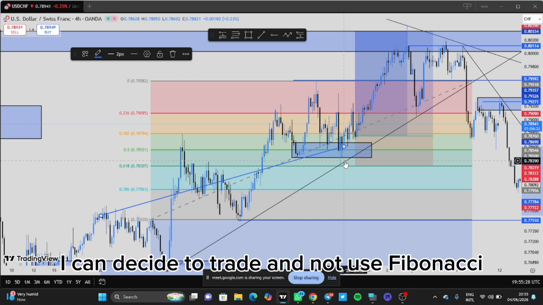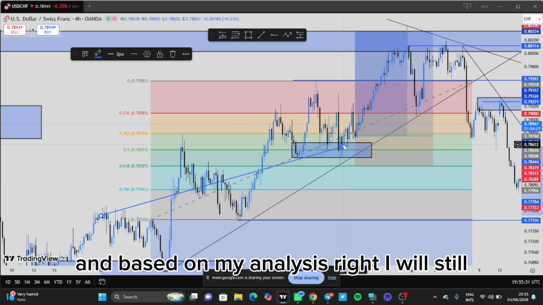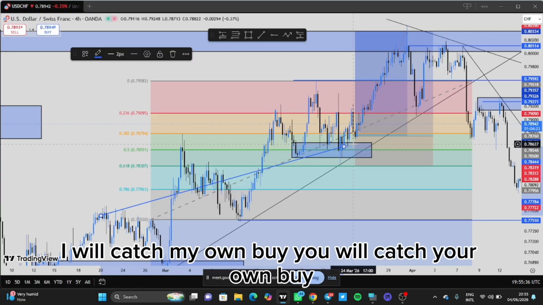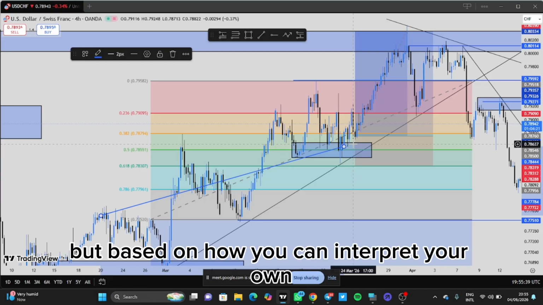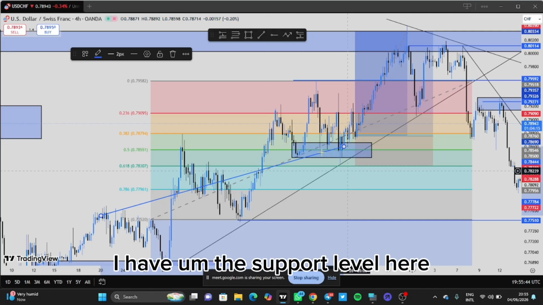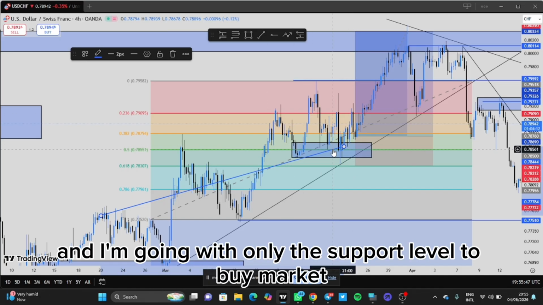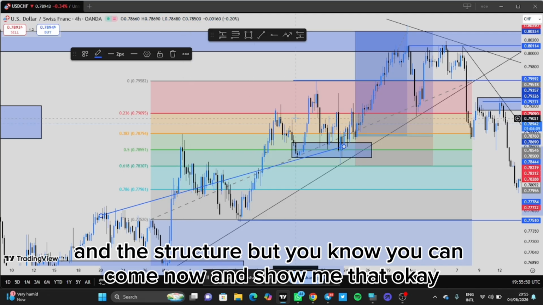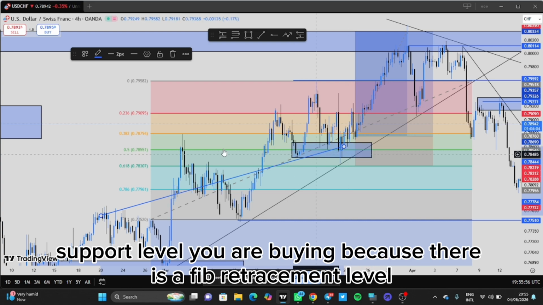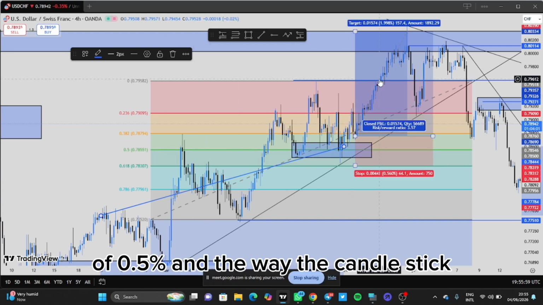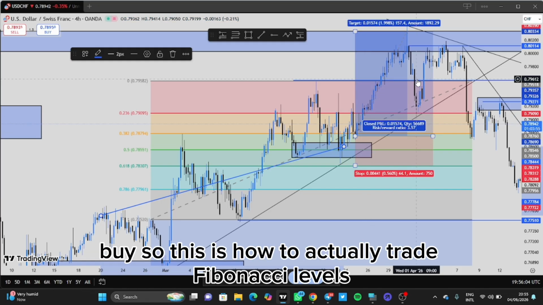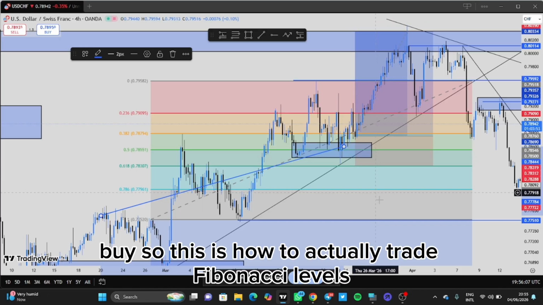I can decide to trade and not use Fibonacci, and based on my analysis, all of us will still catch the buy. You understand? I will catch my own buy, you will catch your own buy. But it is based on how you interpret your own. Me, I can interpret my own and say okay, I have a support level here, and I'm going to leave the support level to buy market and the structure. But you can come and show me that you are not buying only because of the support level, you are buying because there is a Fib retracement level of 0.5. And the way the candlestick reacts will tell you that market is about to buy. So this is how to actually trade Fibonacci then.